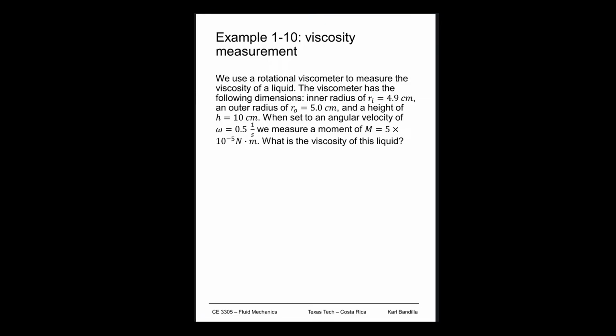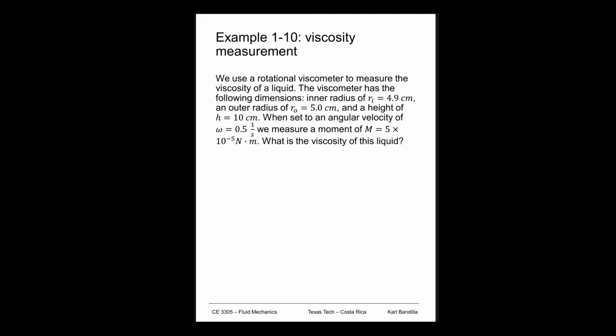This is example 1-10, viscosity measurement. We are using a rotational viscometer to measure the viscosity of a liquid. The viscometer has the following dimensions: an inner radius of 4.9 centimeters, an outer radius of 5 centimeters, a height of 10 centimeters. We set the viscometer to an angular velocity of omega is equal to 0.5 per second, and we measure a moment of 5 times 10 to the minus 5 Newton meters.